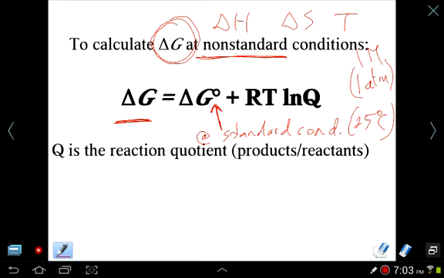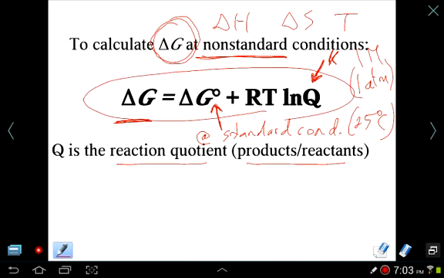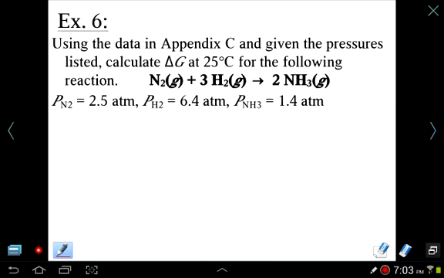Q, recall, is from the equilibrium chapters. Q is the same as K except at or before equilibrium. Q is products over reactants, our famous reaction quotient. So we can use this equation to find delta G under interesting conditions. In fact, that's exactly what we'll do. So delta G is delta G naught plus RT ln Q.